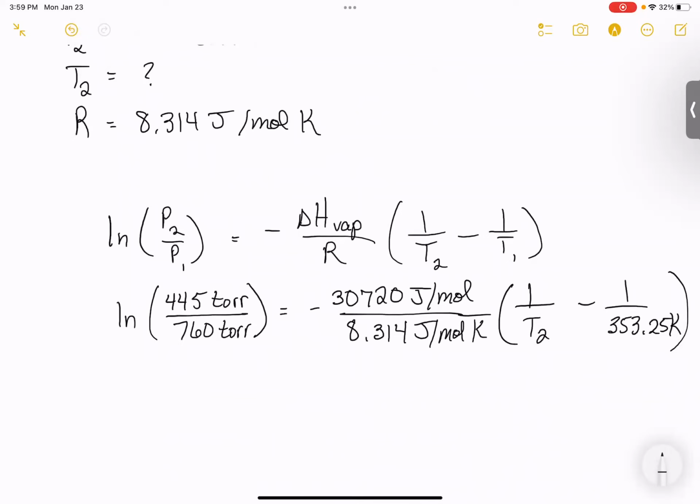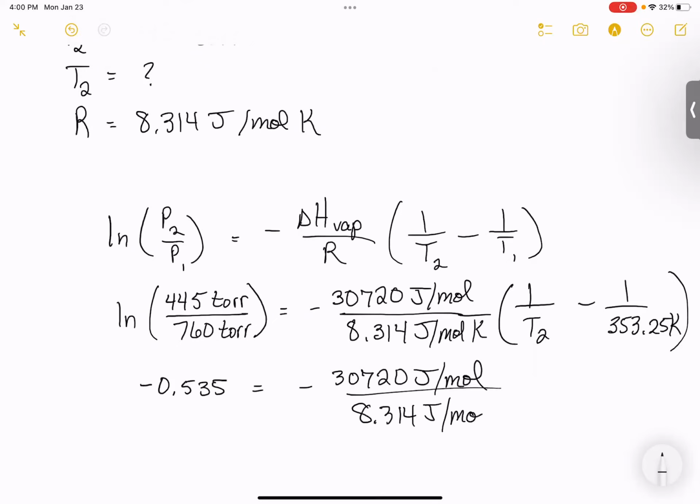And taking the left-hand side, that comes out to be a negative 0.535, which is equal to negative 30,720 joules per mole divided by 8.314 joules per mole Kelvin, times 1 over T2, minus the 1 over 353.25.